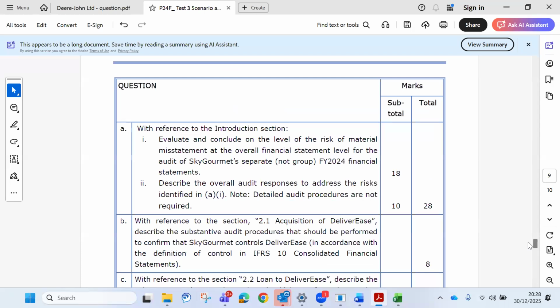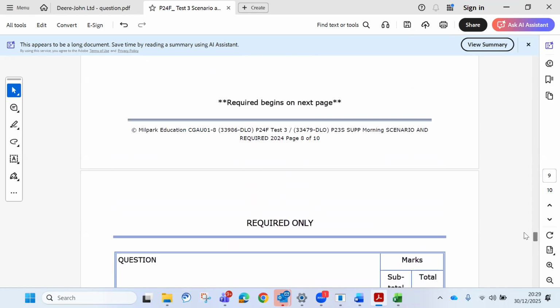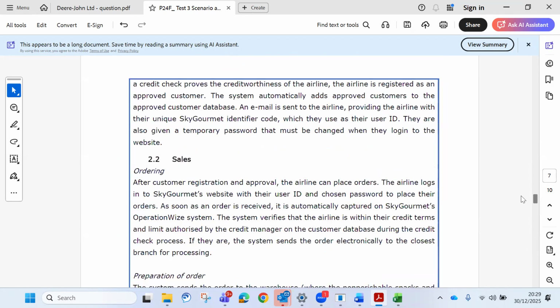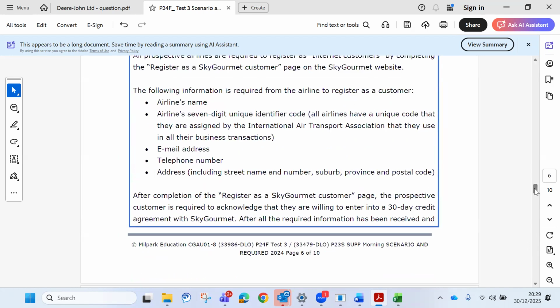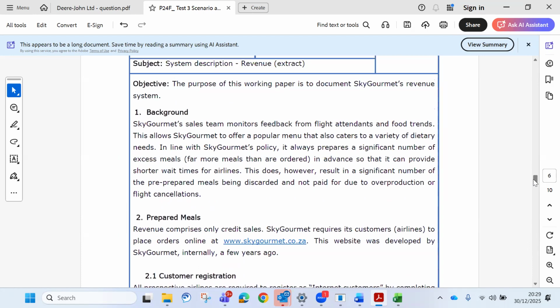With reference to the introduction section, evaluate and conclude on the level of the risk of material misstatement. You were going to get these marks, guys. Remember, one thing has so many things. And it also says separate, not group.